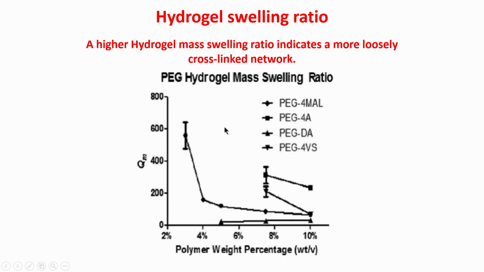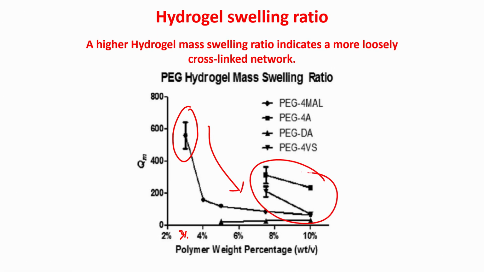Okay, then they went ahead and looked at the hydrogel swelling ratio. So, what they found is that the PEG 4 mal had a very high swelling at lower percentage. So, if this was the 3%, which is the minimum they can get, and as you increase the polymer concentration, this swelling decreases, whereas in the cases of others you do not really have much swelling happening, because you are requiring quite high percentages.